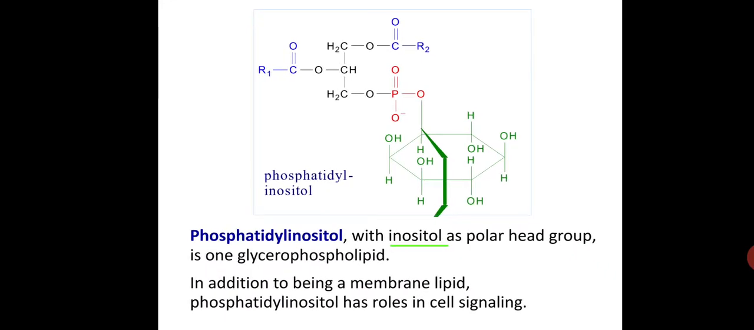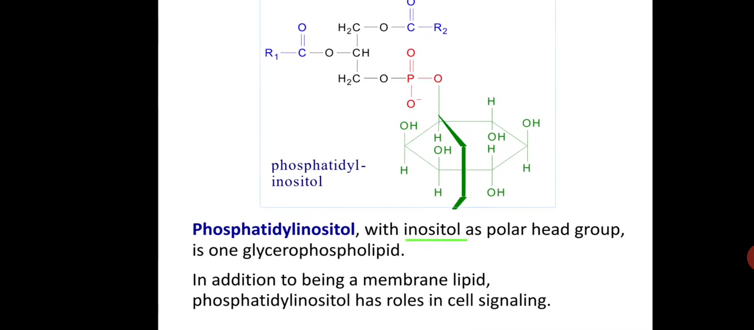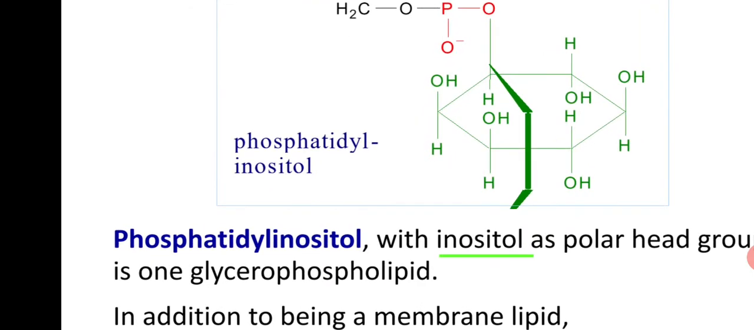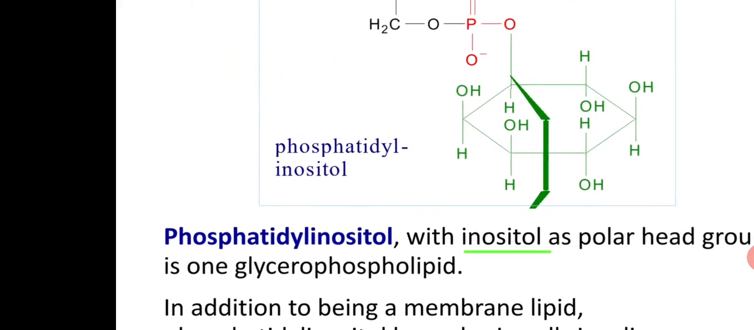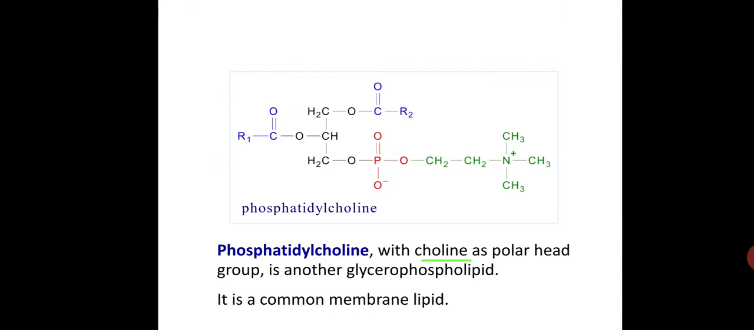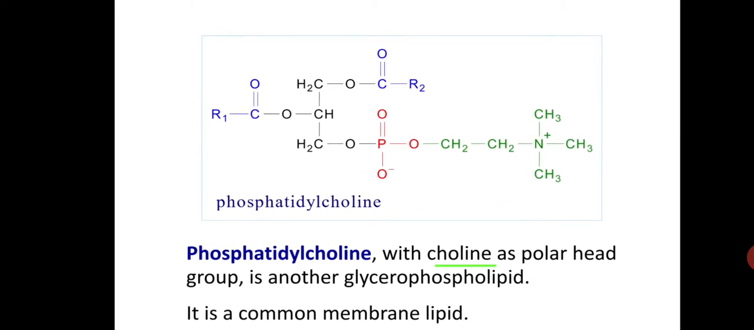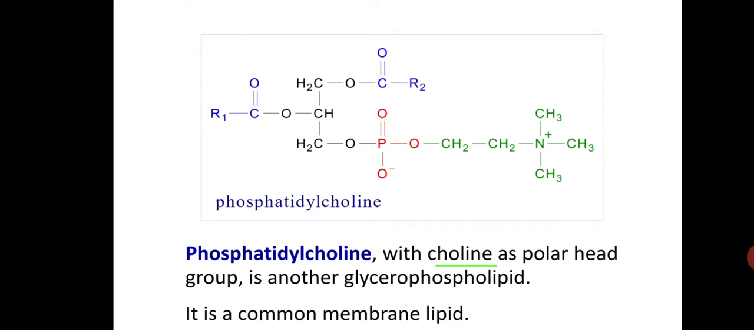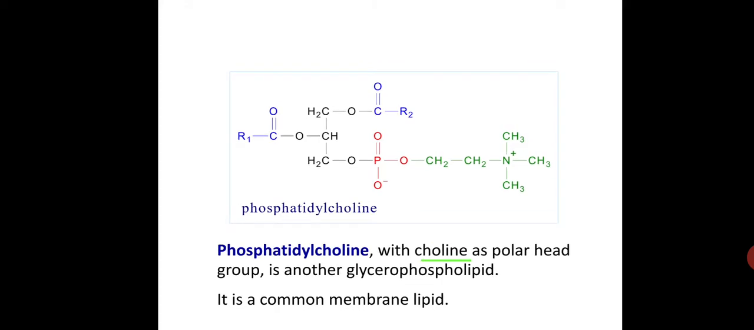What is the role of phosphatidyl inositol? Apart from being a membrane lipid, because it is a type of phospholipid, it also has a role in cell signaling. Don't forget this. Cell signaling is a very important key factor here. Phosphatidylcholine is the same one I told you about yesterday. I'm not going to repeat it again and again. I have told you how to remember it: in place of the third location, you add an N-trimethyl group. So you need to remember this.